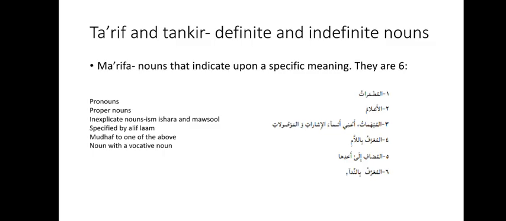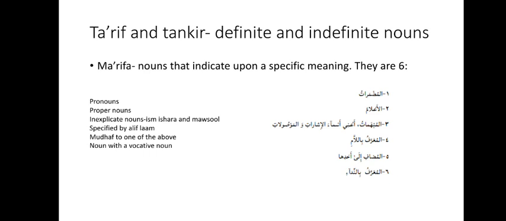Then you have any noun or any word which has been made mudaf to one of the previous 4 types. So for example, if it's a pronoun, you could say ghulamuhu, his servant, or a proper noun, ghulamu zaydin, the servant of Zayd, or ghulamu alladhi ja'a ila al-bayt, the servant of the one that came to the house, or ghulamu hadha rajul, the servant of this man. And ghulamur rajuli, so rajul is made specific through alif lam here, and ghulam is mudaf, and it's been made specific because it's attached to a word which has alif lam on it.